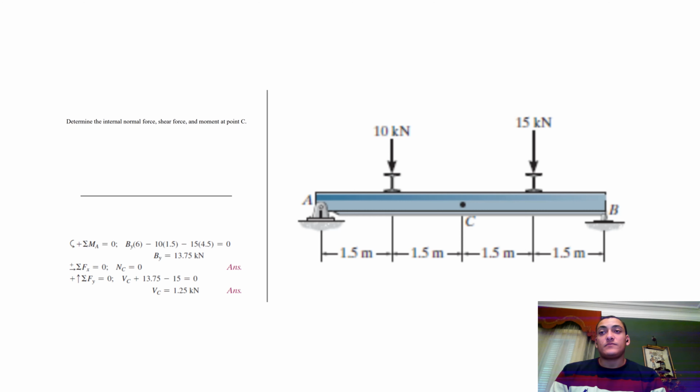Since there is no force on the x-axis, it equals 0. To get sigma Fy, we must equate it to 0. So Vc plus 13.75, which we got from the moment, minus 15 equals 0, resulting in Vc equaling 1.25 kilonewtons. These are the two answers we want, the sigma Fx and the sigma Fy.